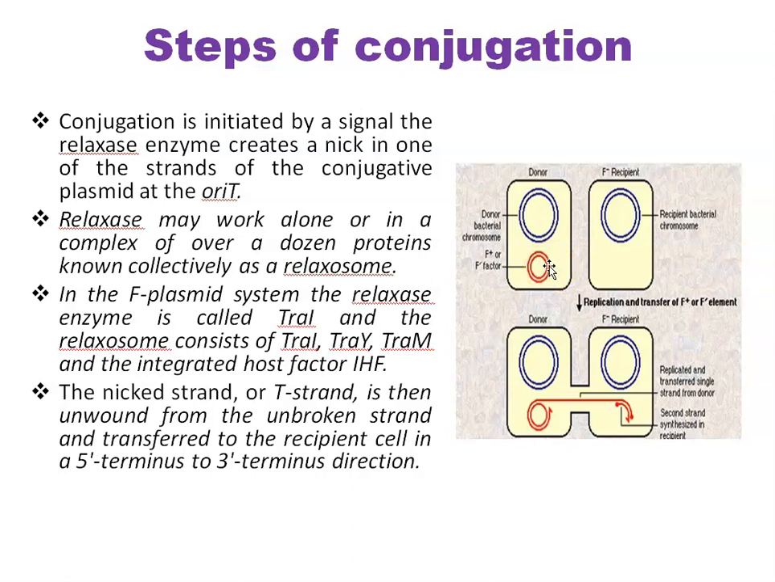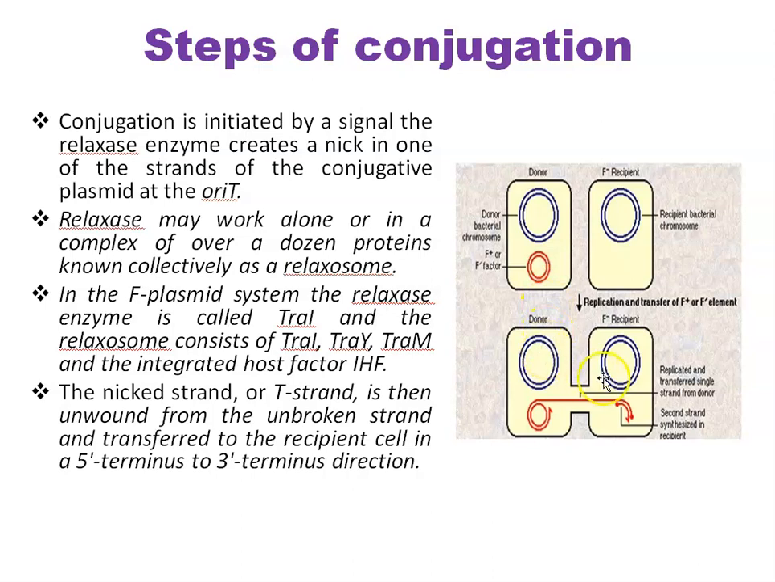The relaxase enzyme may work alone or in a complex with over a dozen proteins. The complex of relaxase and proteins is called the relaxosome. In the F plasmid system, the relaxase enzyme is called TraI, and as a relaxosome it consists of TraI, TraY, TraM, and the integration host factor IHF, right?